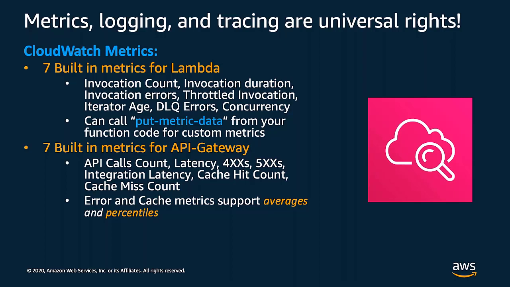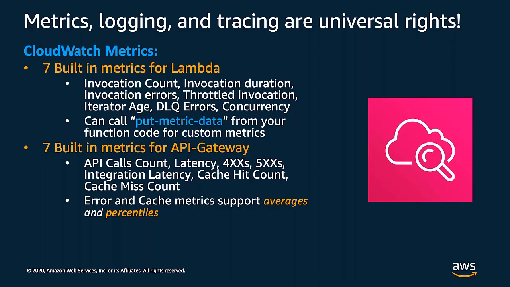CloudWatch also provides you 7 built-in metrics for API Gateway. These metrics track the API calls count, latency of your requests, 400 series errors, 500 series errors, integration latency, your cache hit count, and your cache miss count. The error and cache metrics support both averages and percentiles so that you can see what's happening in general for your users, but also in those worst case scenarios at P95 and P99 and beyond to understand how you can better optimize your calls.